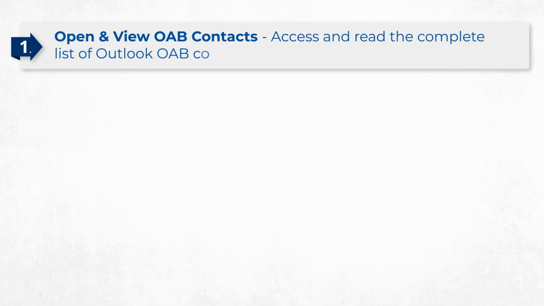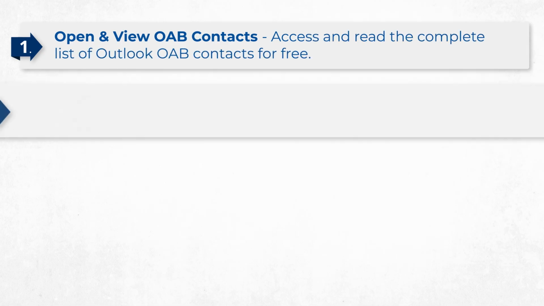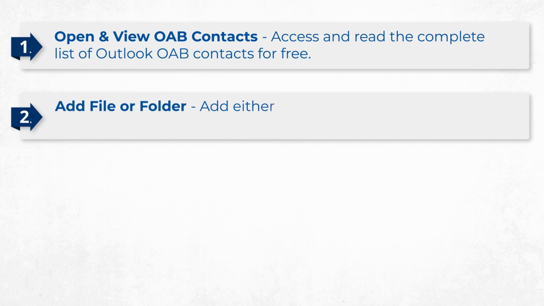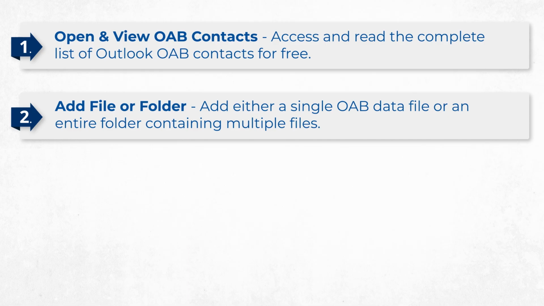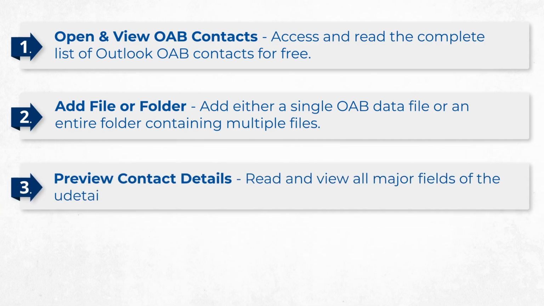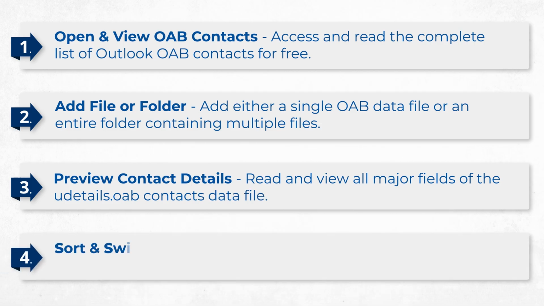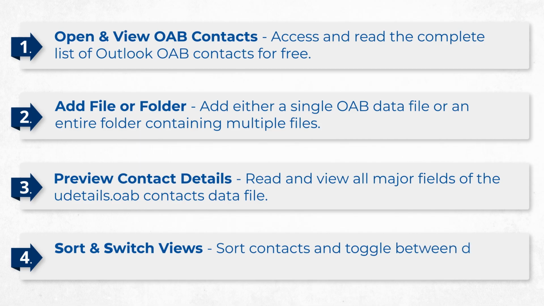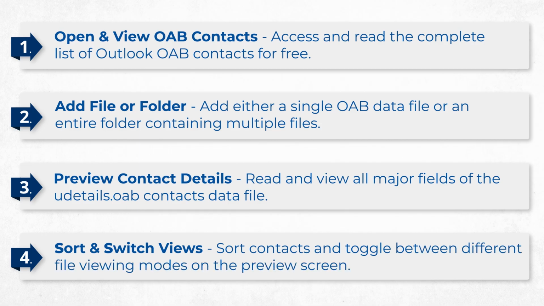Key features of the software. Open and view OAB contacts. Access and read the complete list of Outlook OAB contacts for free. Add file or folder. Add either a single OAB data file or an entire folder containing multiple files. Preview contact details. Read and view all major fields of the UDetails OAB contacts data file. Sort and switch views. Sort contacts and toggle between different file viewing modes on the preview screen.